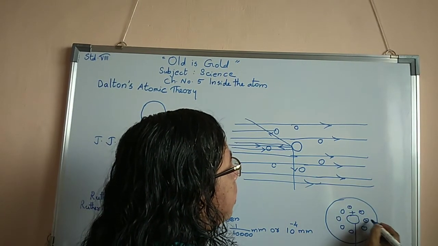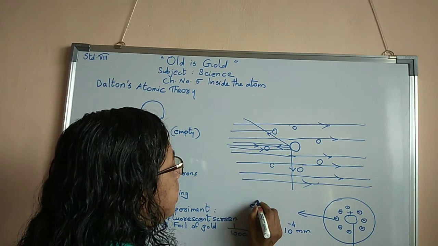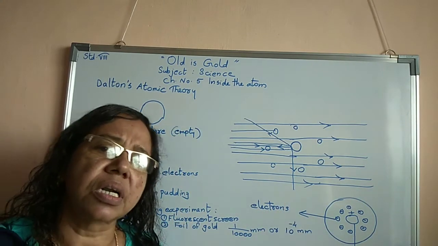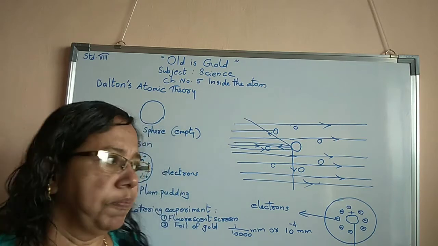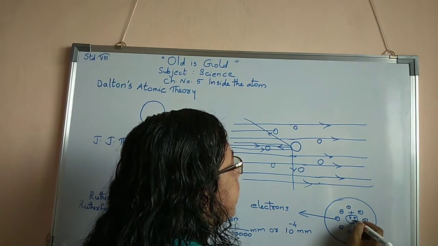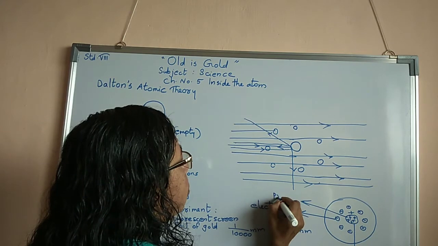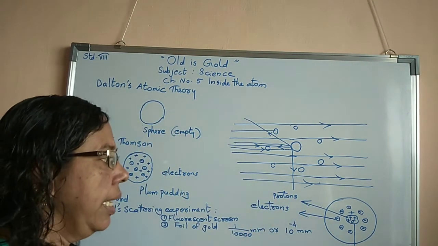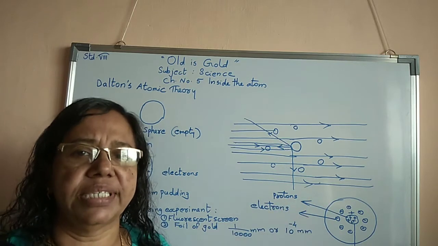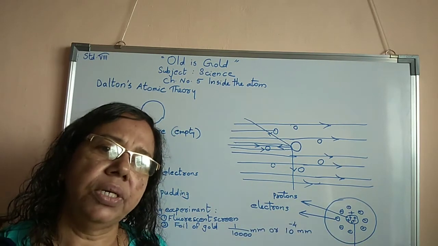These negatively charged particles are known as electrons. These negatively charged particles keep on revolving or moving one after the other. The positively charged particles inside the nucleus we can call protons. Now again he said that inside this nucleus the mass of the whole atom is concentrated. So the mass of the atom is concentrated at the center of the atom, that is its nucleus.